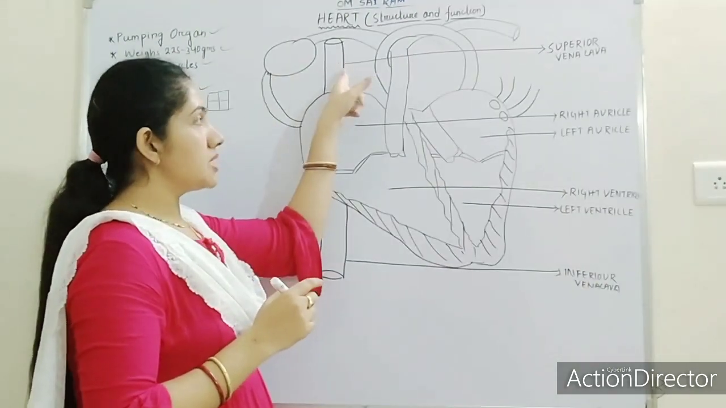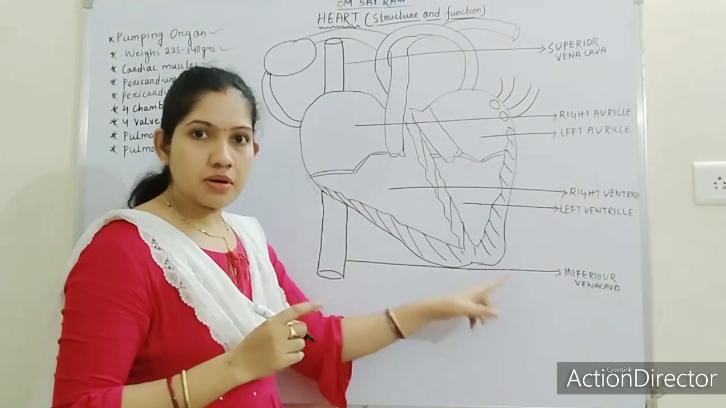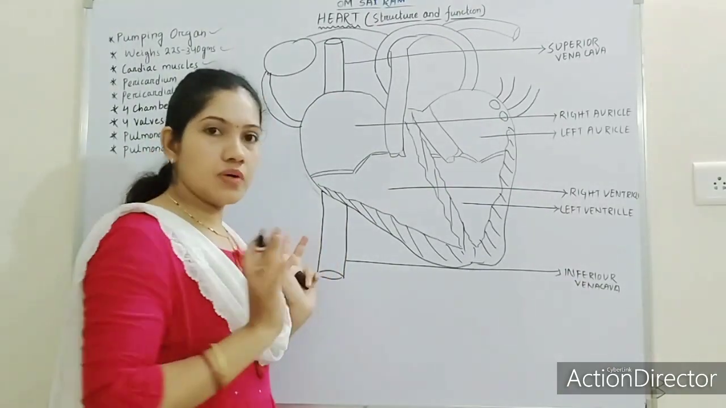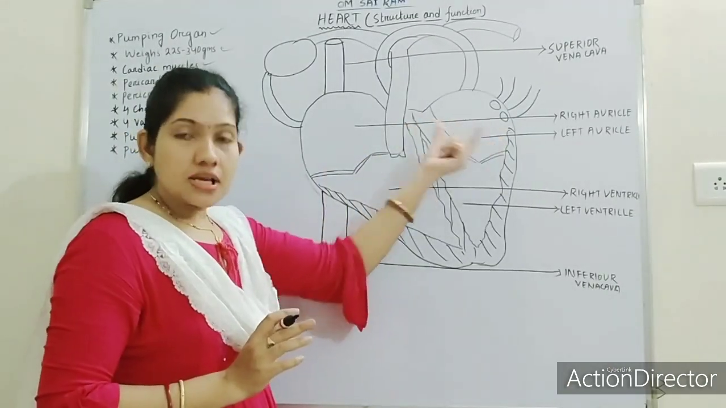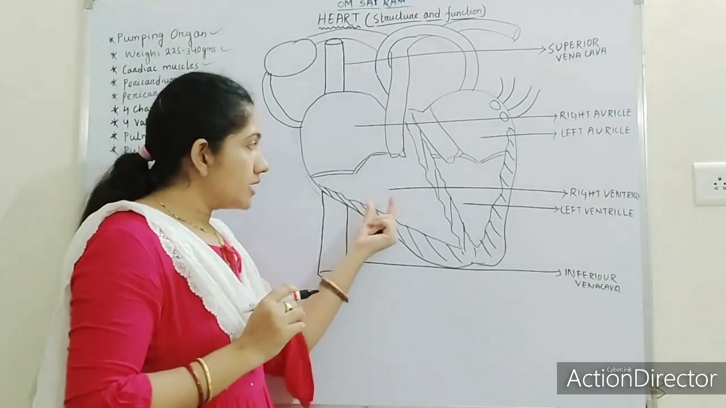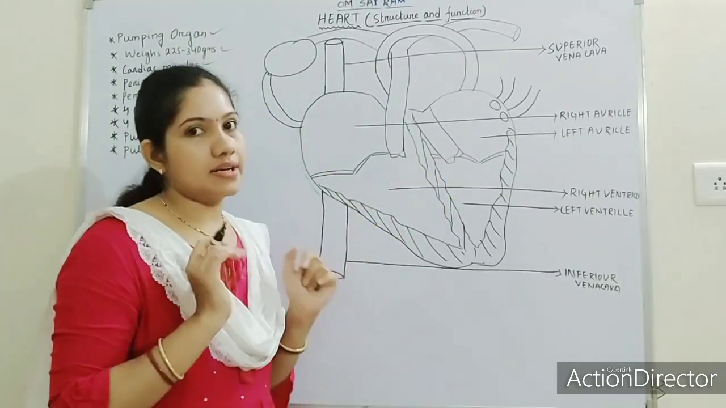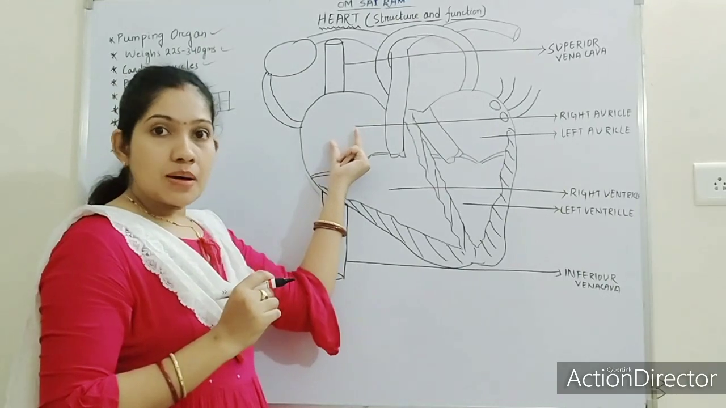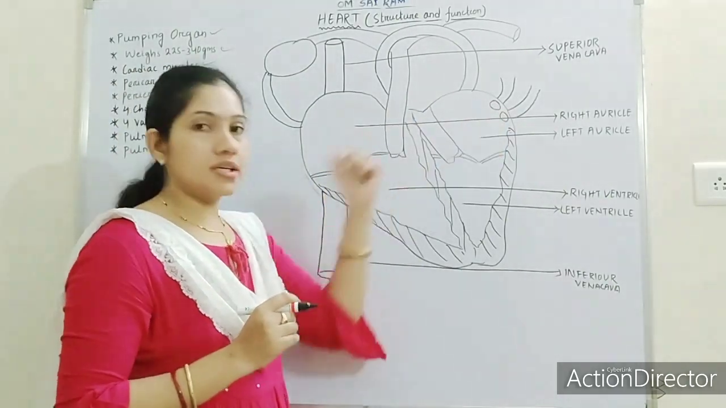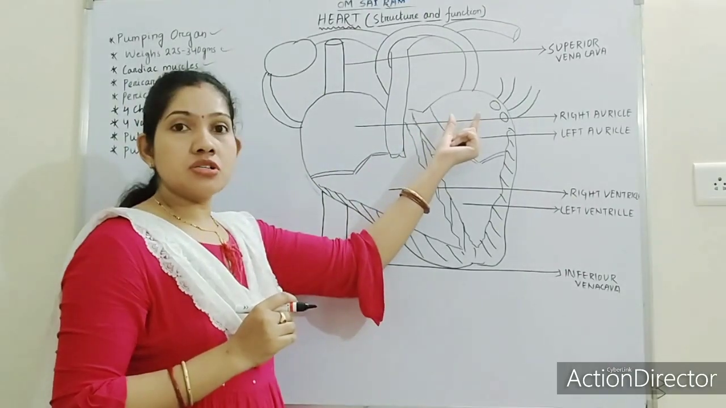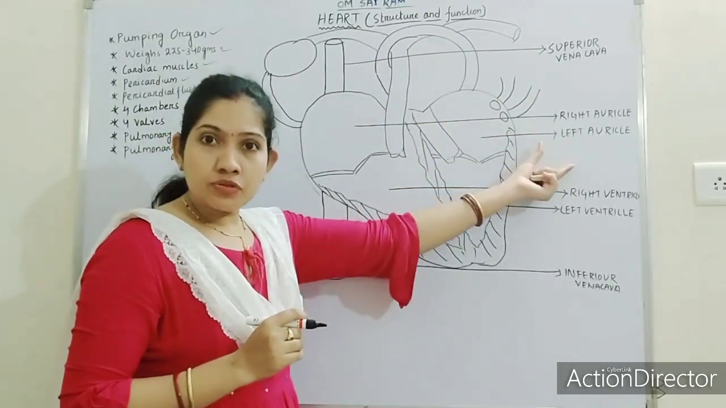Again I am repeating. This is the superior vena cava, this is the inferior vena cava. Upper one is the superior, lower one is the inferior. The upper two chambers are called auricles, remember, and the lower two chambers are called ventricles. The chamber which is towards the right hand side is called right auricle, and the one towards the left hand side is called left auricle.